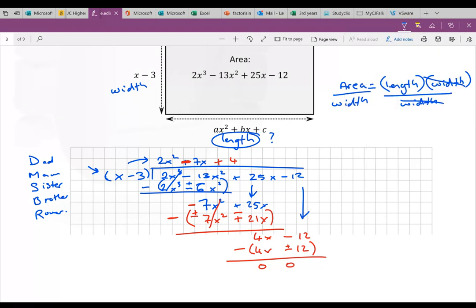Okay, so excuse me for the blip in the middle of this. 2x squared minus 7x plus 4 is the expression for length.